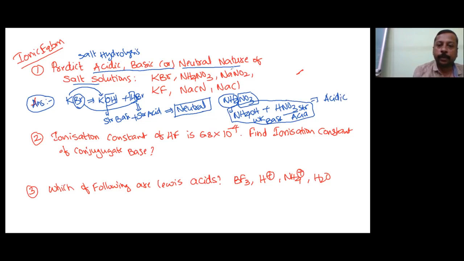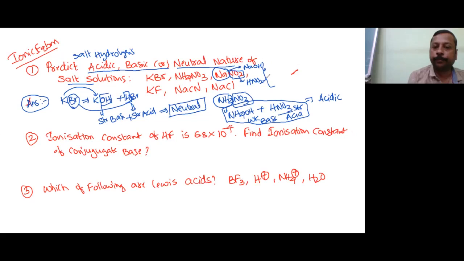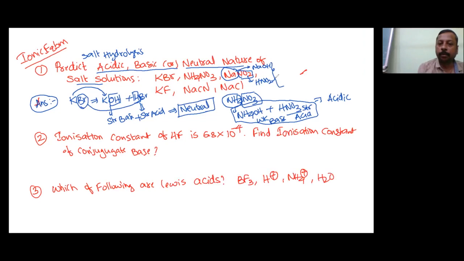Next, NaNO2. This corresponds to NaOH, which is a strong base, and HNO2, which is a weak acid. So strong base and weak acid, so the resultant solution is going to be basic. So here it is neutral, in the same way that one is acidic, and this is basic.